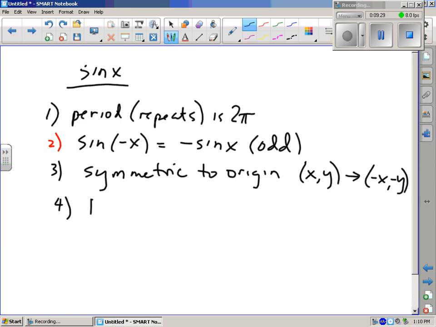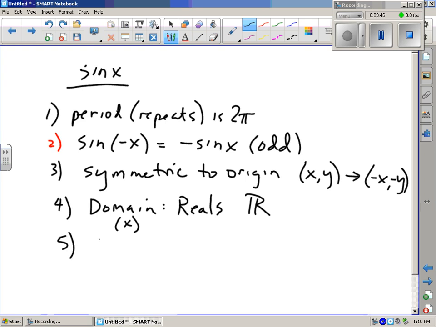Number 4, domain. Remember domain and range? Domain is like your x values, what you're allowed to put into it. Domain is all the reals, any number that you want. Abbreviation for that is a capital R with 2 slashes.